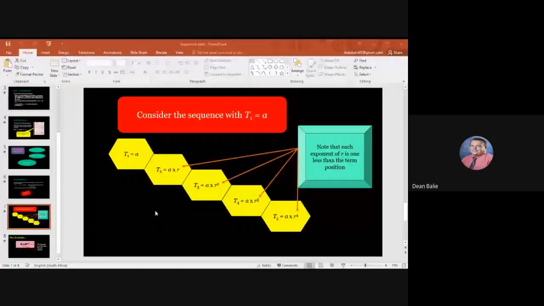Let me just share my screen again and we can talk about that. That one there, Carla? Yes, sir. Okay, so are you talking about this block that says note that each exponent is 1 less than the term position? If I have a look at term 2, the exponent of r is 1, which is 1 less than the position of the term. And then in term 3, the exponent of r is 2, which is 1 less than the position 3 in the sequence. Thanks, sir. Does that answer your question? Yeah. Okay, great. Any other questions, guys?